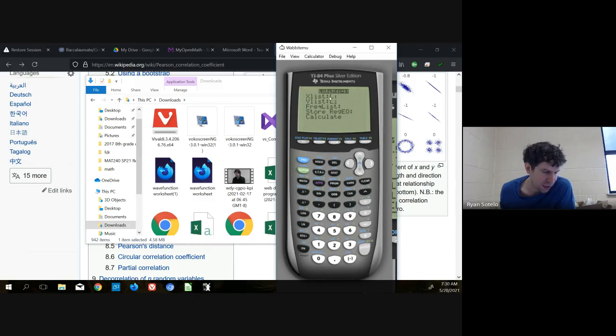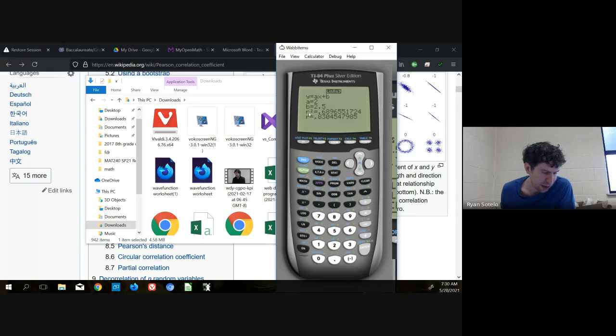My x list is L1, my y list is L2. I could store this into the y1 variable if I wanted to plot it. You don't have to, you could leave that blank. And there we go. My slope is 2, my y-intercept is 2.5, my correlation coefficient R.